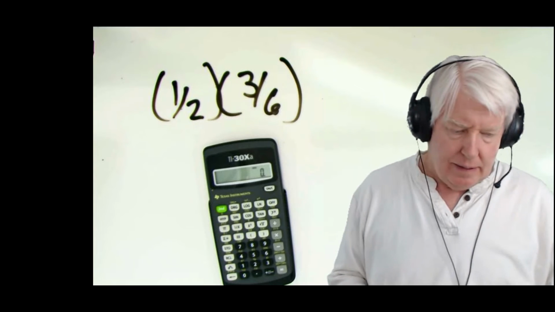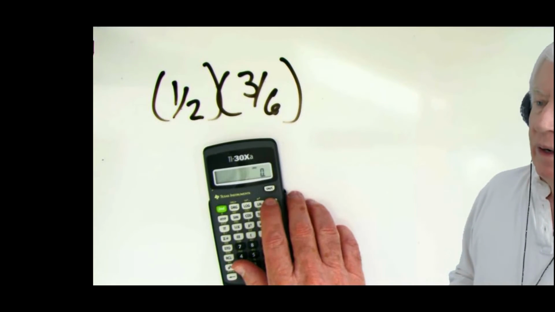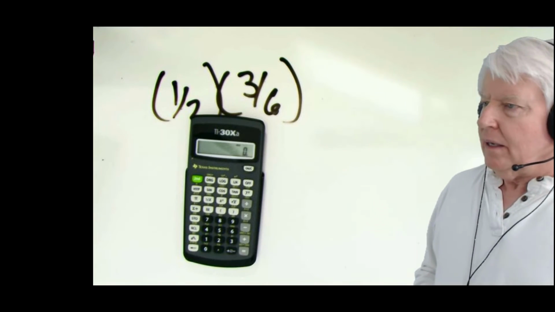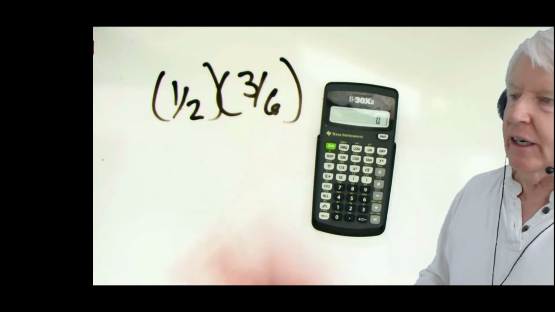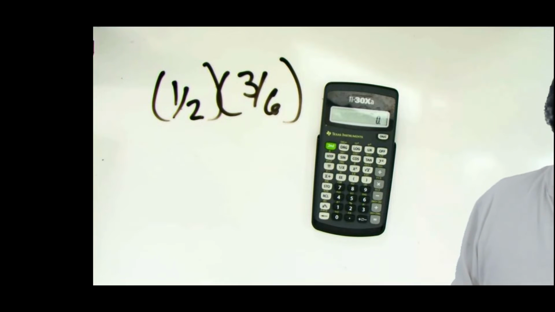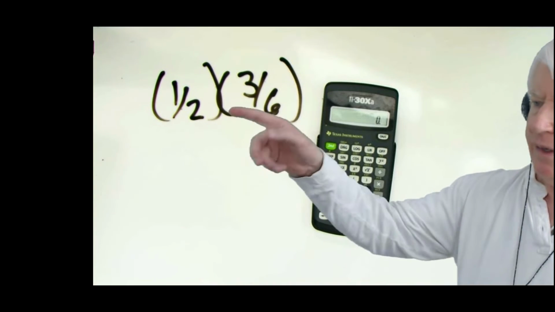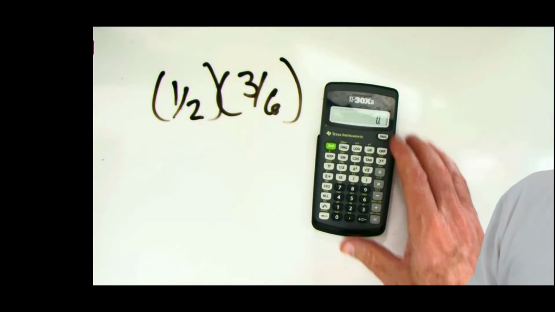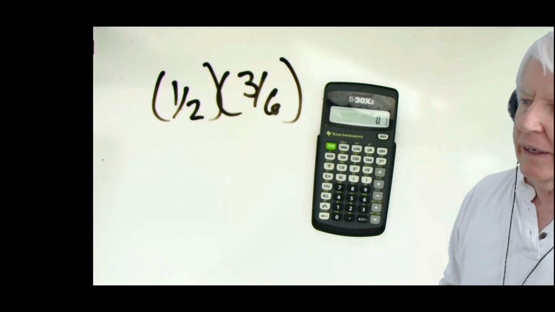Okay. So I'm just going to show you how to use your calculator on these. I'm going to use my calculator to go 1/2 times 3/6. And you could do it otherwise: 3 times 1 is 3, 2 times 6 is 12, 3/12. But anyway, let me show you how to do it on the calculator.